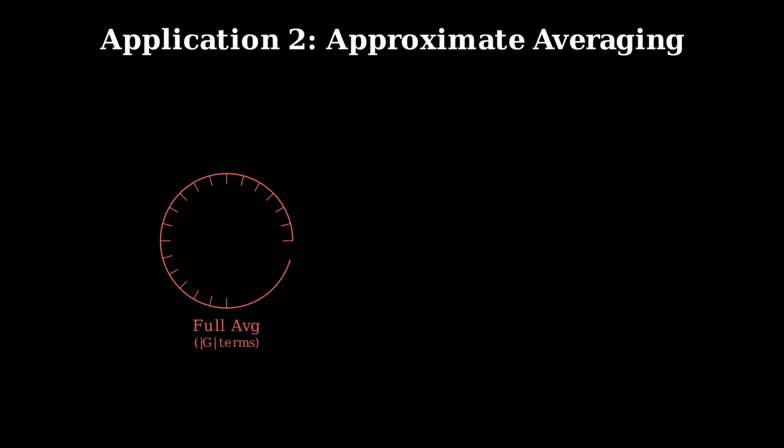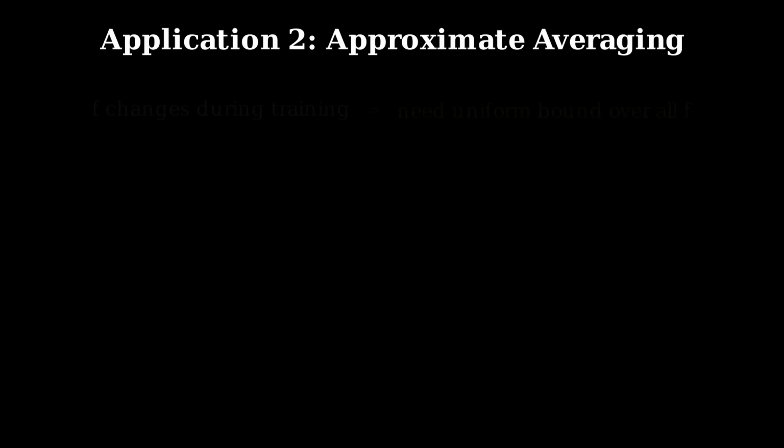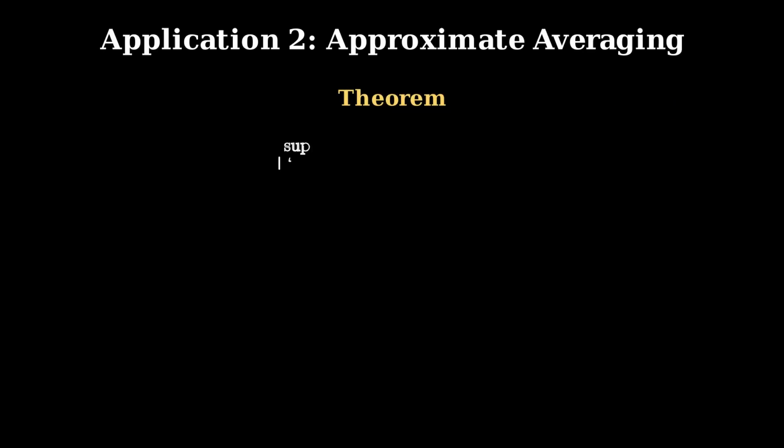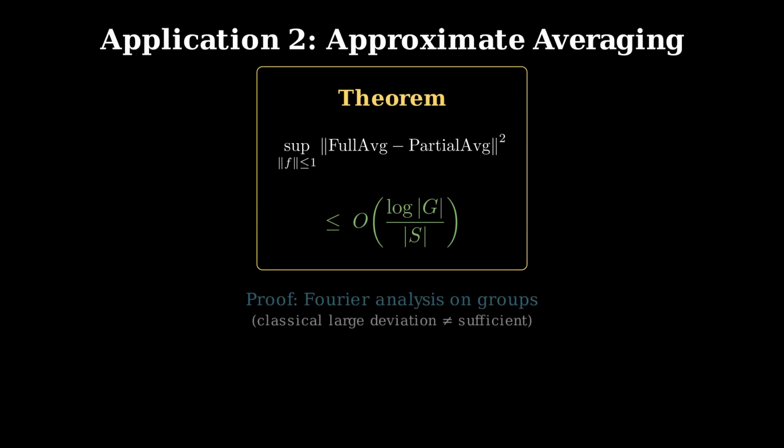The second application, approximate group averaging. We replace the full average over G with a partial average over S. The full average, sum over all g in G, is replaced by sum over just g in S. The key question, how large must S be? We need a uniform bound because F changes during training. The theorem gives, the worst case error is at most O of log G, divided by S. Error shrinks as S grows. The proof requires Fourier analysis on groups. Classical large deviation theory is insufficient here.